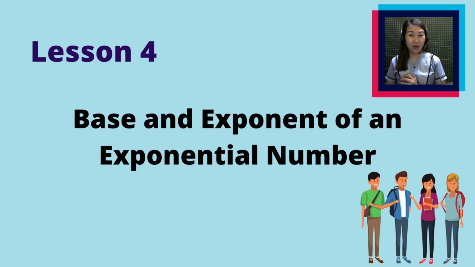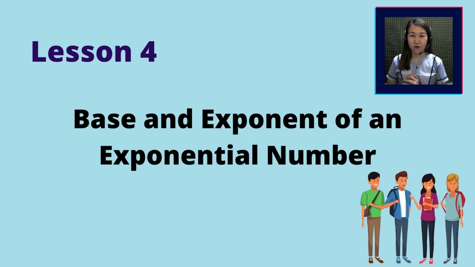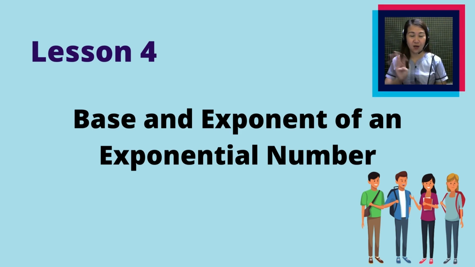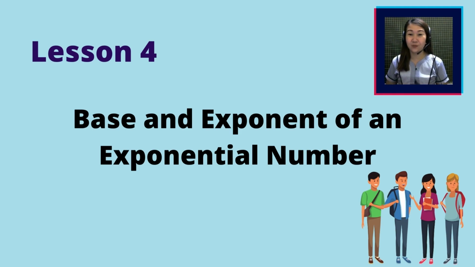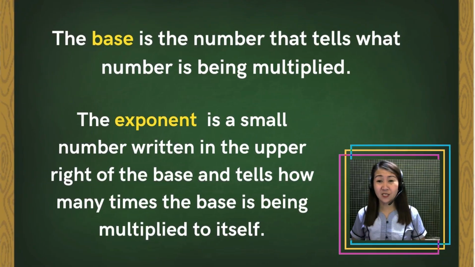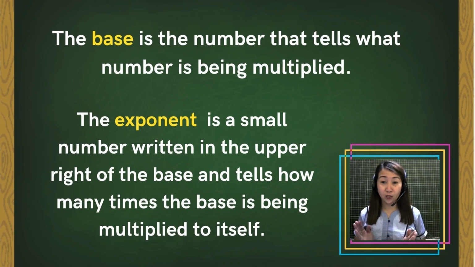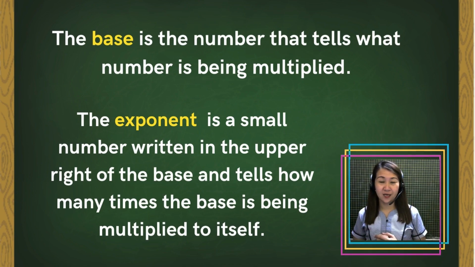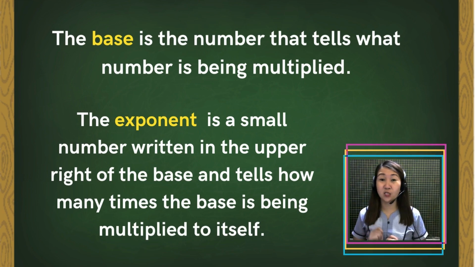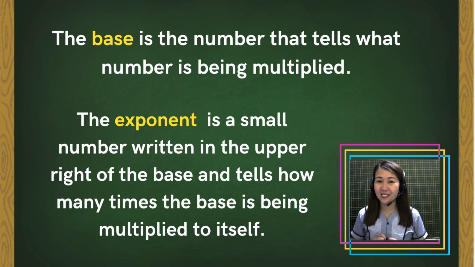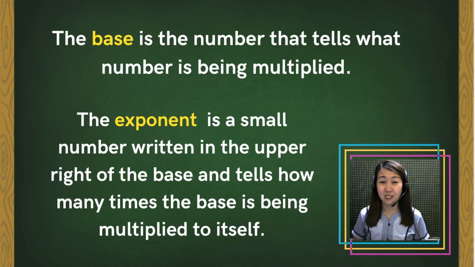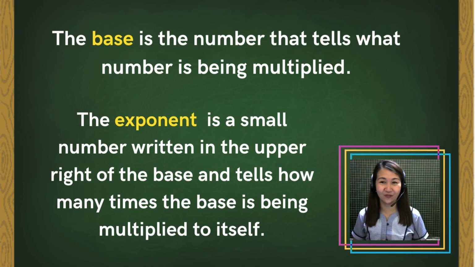Yay! We are now in our last topic. For our lesson number 4, we are going to study about the base and exponent of an exponential number. The base is the number that tells what number is being multiplied, and the exponent is a small number written in the upper right of the base and tells how many times the base is being multiplied to itself.